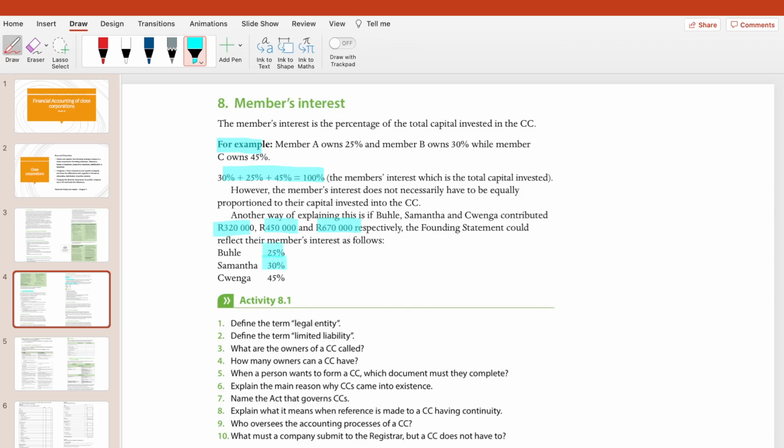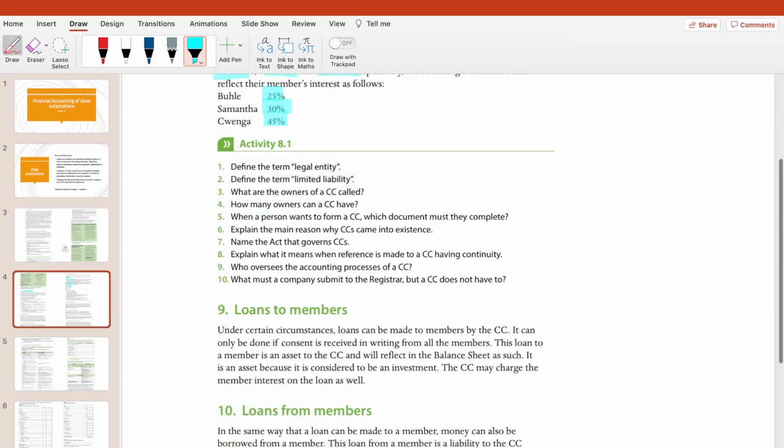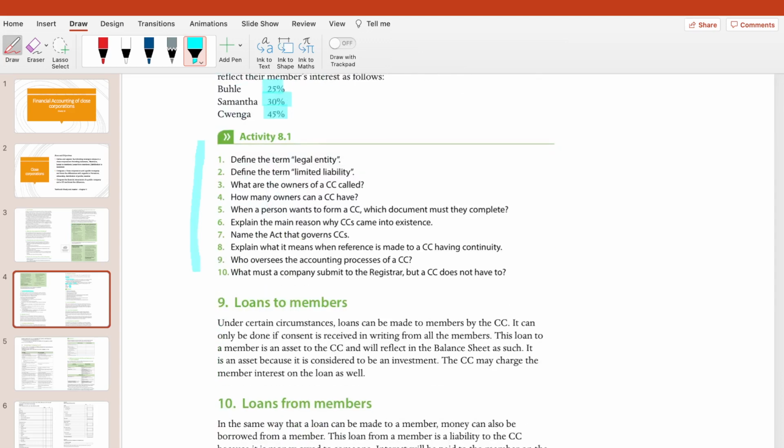And here is just an activity that you can go through and read through the previous part of the explanation and everything, and just answer the questions there.